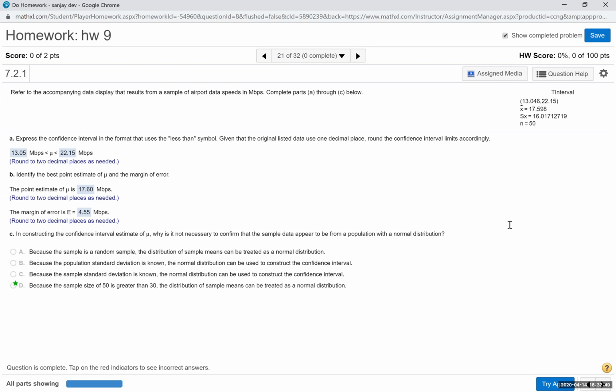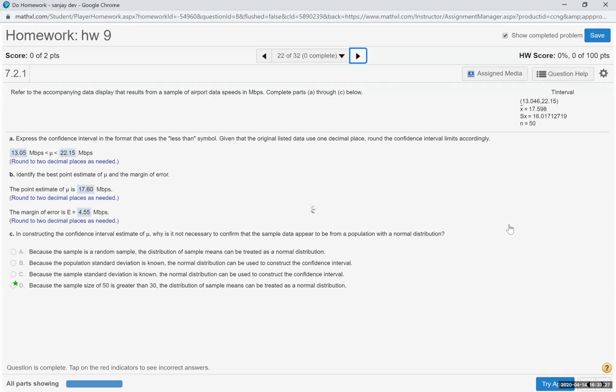And what about the margin of error? You take the 22.15, subtract 13.046 and divide by 2, and you're gonna get 4.55, and so on. In constructing the confidence interval estimate of population mean, why is it necessary to confirm that the sample data appears to form a population with a normal distribution? Okay, because the sample size of 50 is greater than 30, the distribution of sample means can be treated as a normal distribution, right? Greater than 30, once again. If it's less than 30, then we should look more into the T distribution, okay?